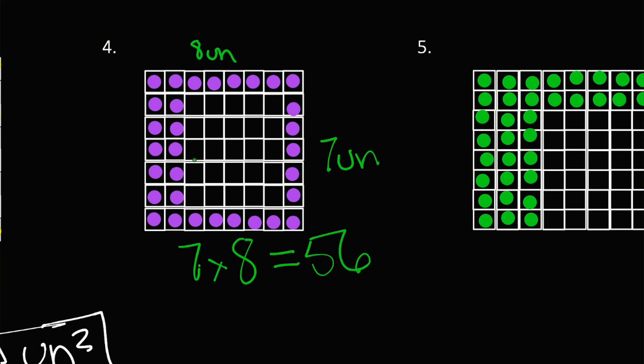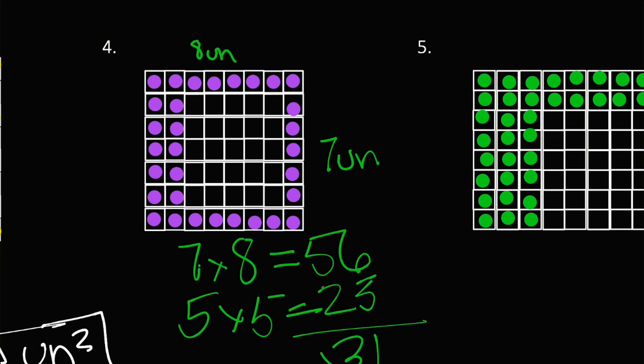1, 2, 3, 4, 5. 5 times 1, 2, 3, 4, 5. 5 times 5 is 25, and we're going to do 56 minus 25, which is going to be 31. So we know that the shaded area is 31 units squared. So let's count to make sure.